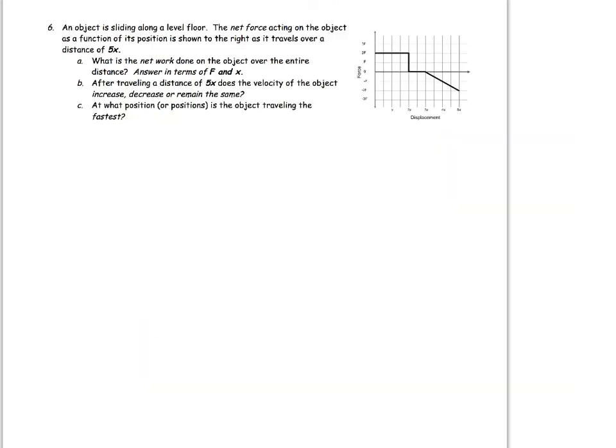Moving on to this next one, we have an object sliding across a level floor, and we have a graph here showing the force. The net force is a function of the distance, or of its position as it slides across the floor. First thing we want to do is find the work done over the entire distance, and so what we're looking for is the area.